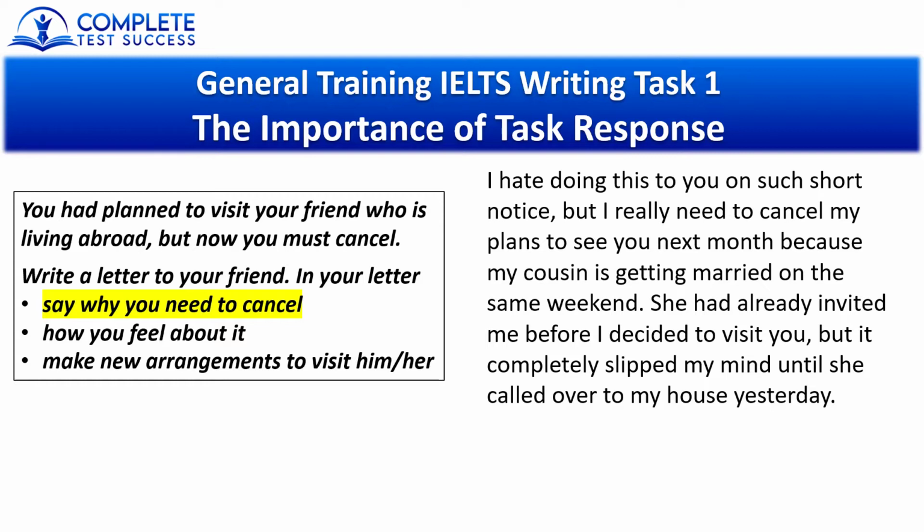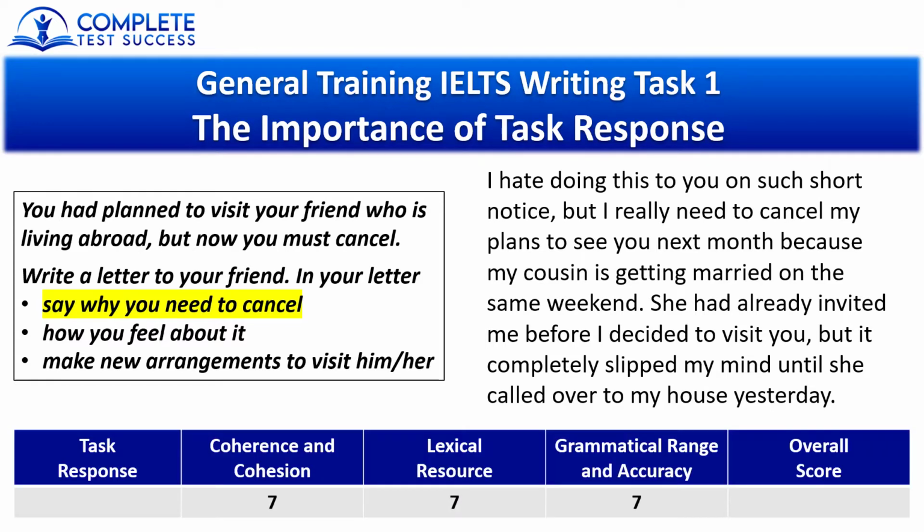So let's just assume that you need a band 7 overall, and you're already writing at a standard of 7 for coherence and cohesion, 7 for lexical resource, and 7 for grammatical range and accuracy. So all we need to do is get the appropriate task response score. So in that paragraph that we just looked at, the first sentence responds directly to the prompt, and the rest of the paragraph develops that idea.